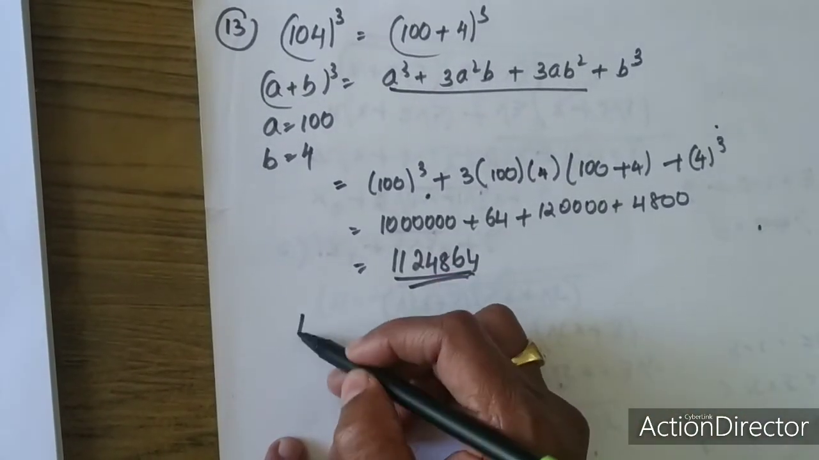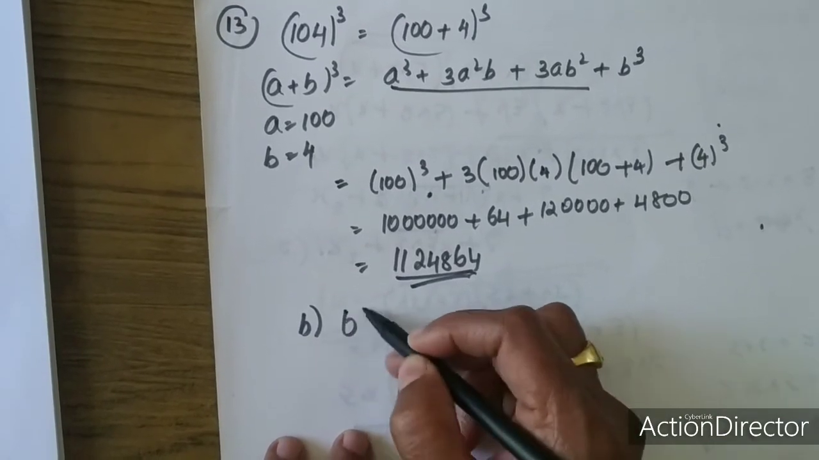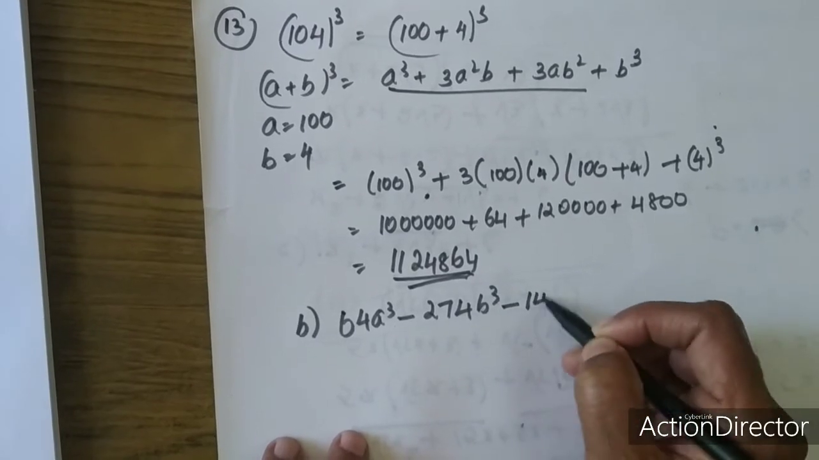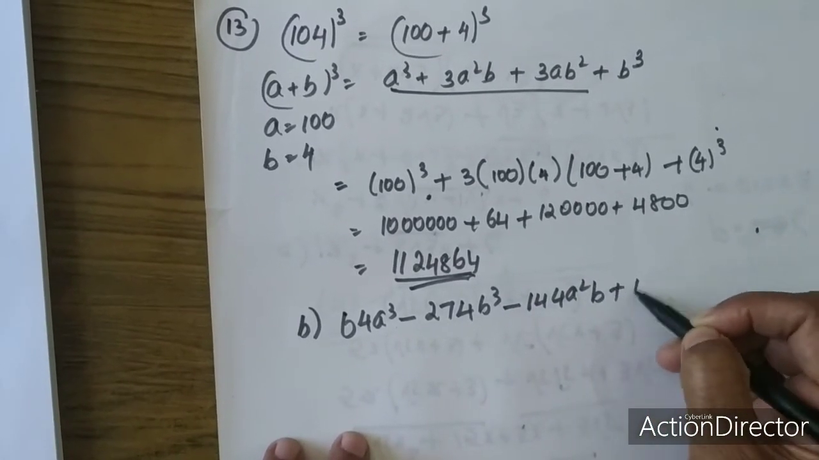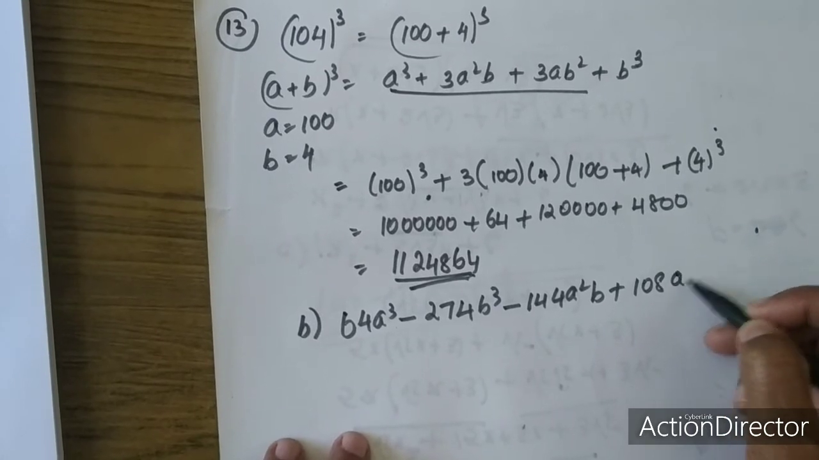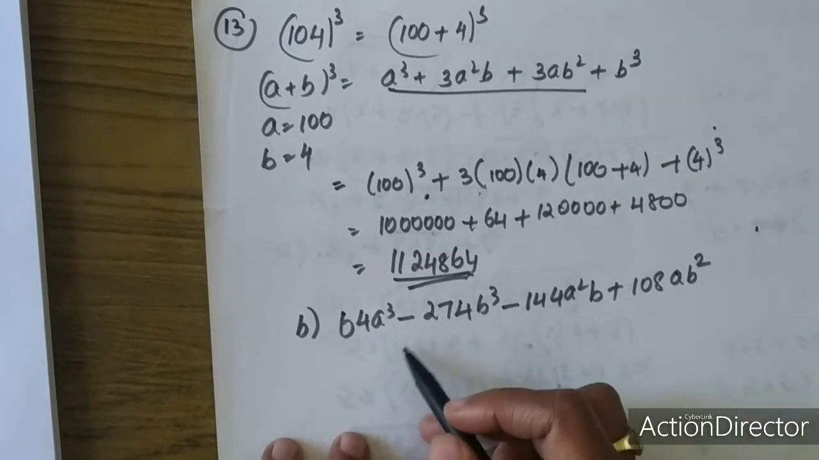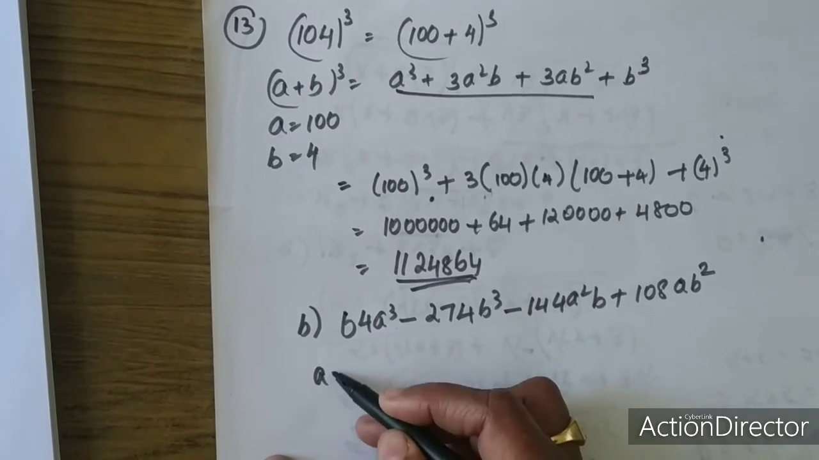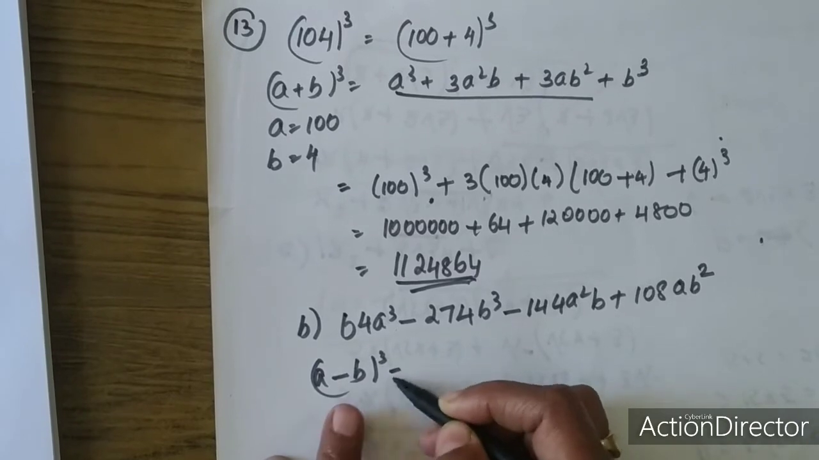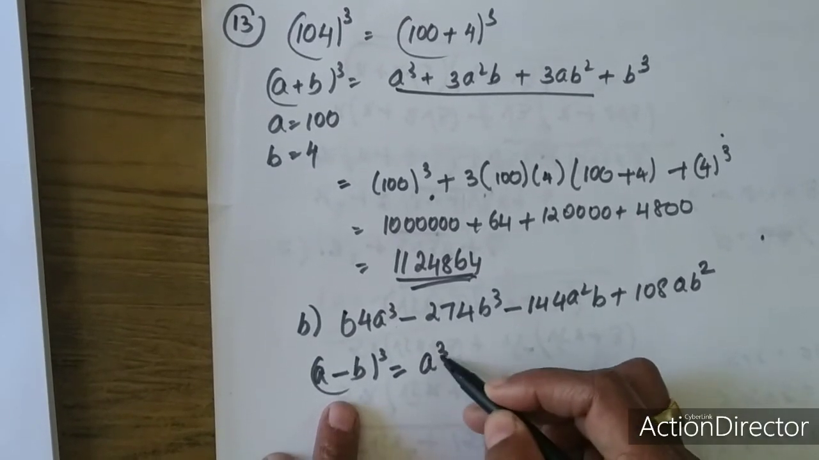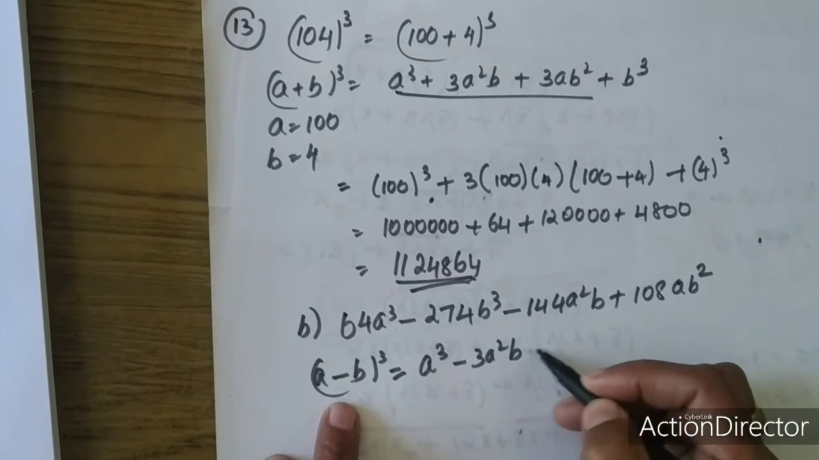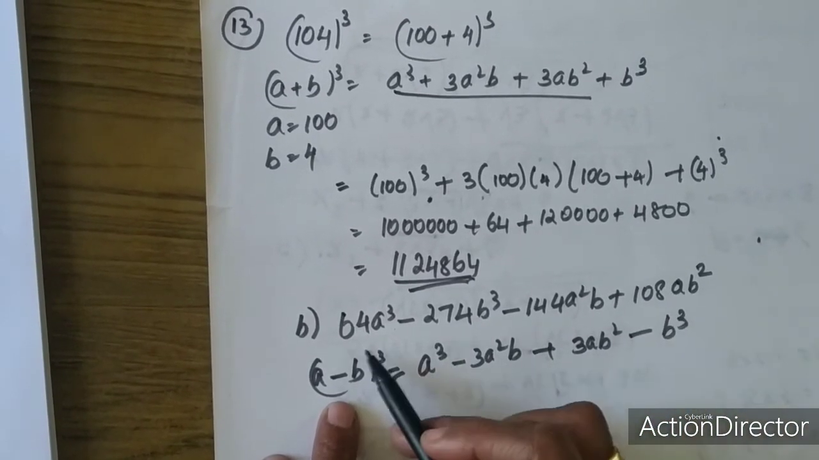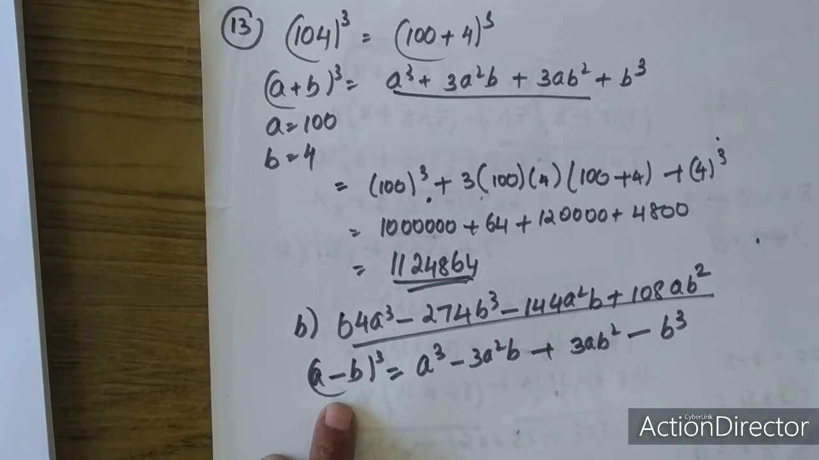Next one, factorize 64a cube minus 27b cube minus 144a square b plus 108ab square. Now in this, if you are observing, it is of the identity a minus b whole cube. On the expansion of this I am getting a cube minus 3a square b plus 3ab square minus b cube. So you are having this identity.